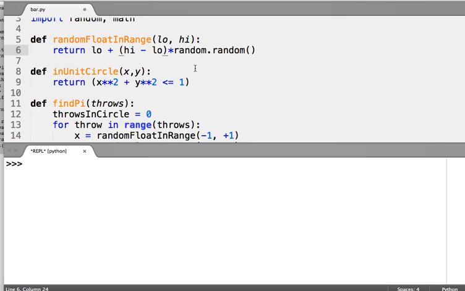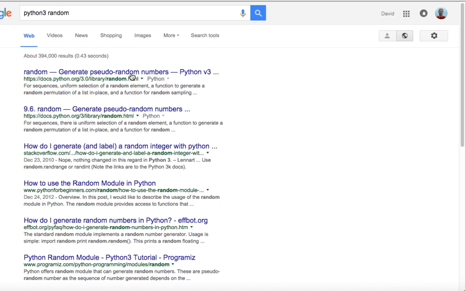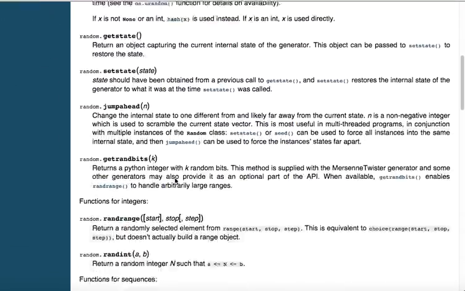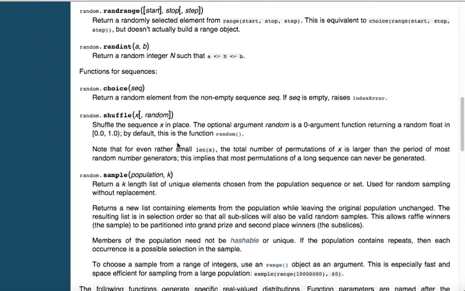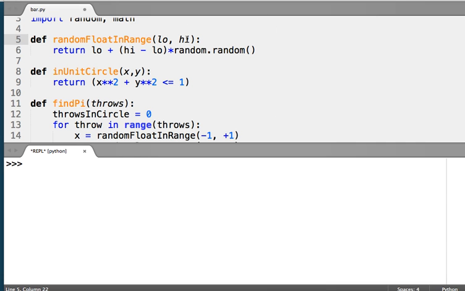Okay? So now, in unit circle. Oh, by the way, I said low and high inclusive. Random.random, let's look up the notes on that. Python 3 random. And here we go, random.random, which you'll find right here. Notice the parenthesis there. It actually never gives you 1.0, which means that this particular function will never actually give you high, although it can get arbitrarily close.